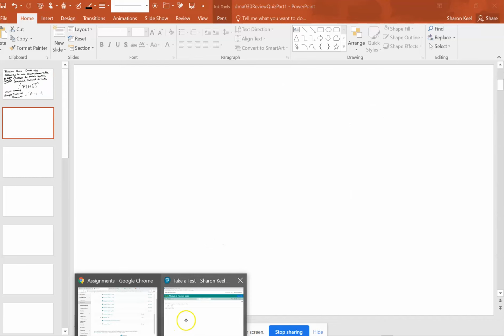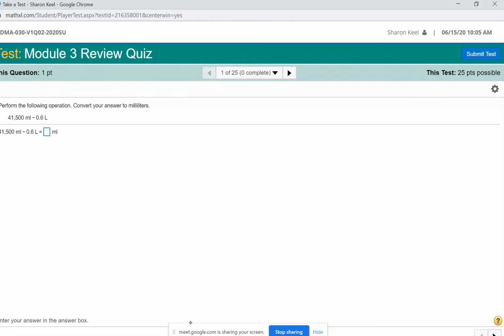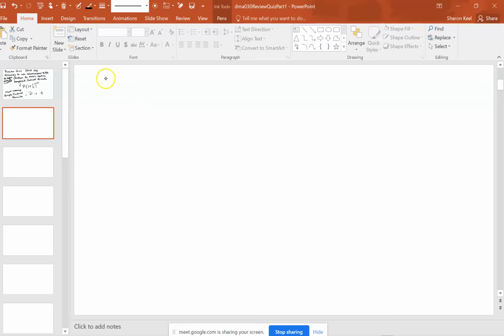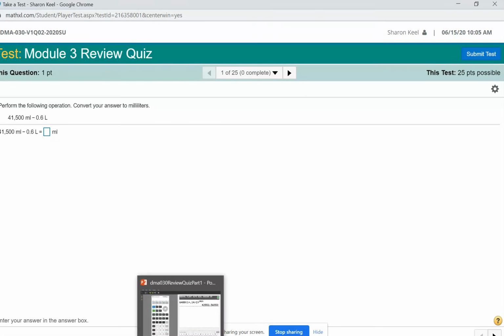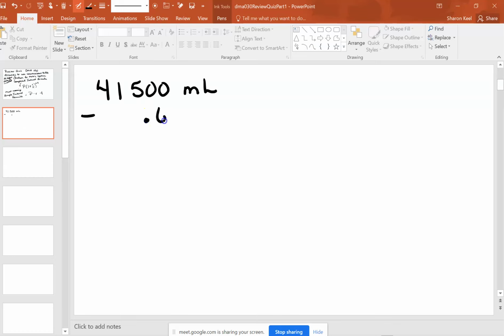Let's go ahead and start with our first question. We have 41,500 milliliters minus 0.6 liters, and then the final answer is in milliliters.